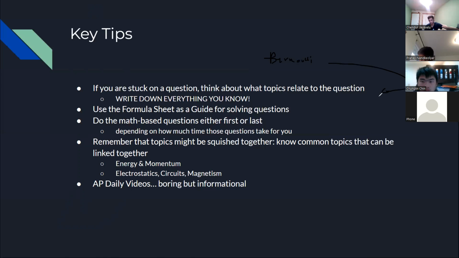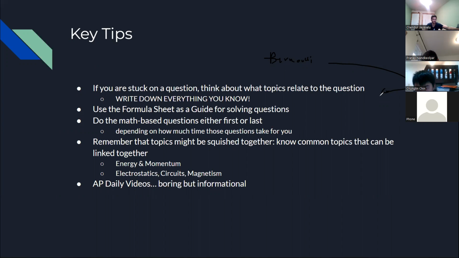The formula sheet, sometimes it can be useless, but sometimes it can be really helpful, especially for Physics 2, where there's a lot more stuff that's a lot harder to memorize. So you can use that as a guide and manipulate the equations around. In multiple choice, there's very little math, but Bernoulli's equation might take up a lot of time. Considering that you only have 90 minutes for 50 questions, you want to be strategic on when you do those. And remember that topics might be switched together.